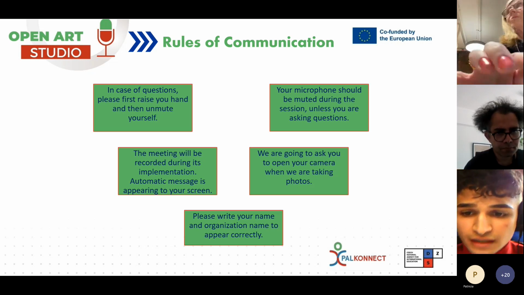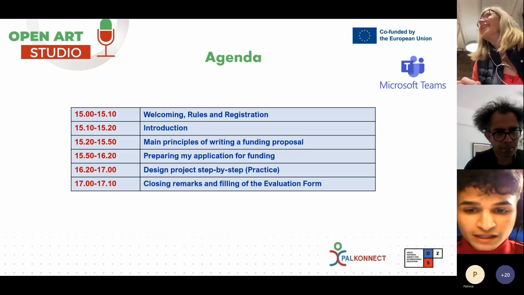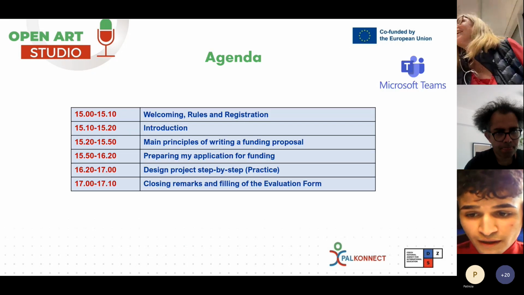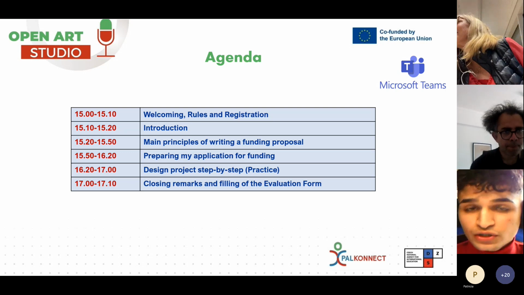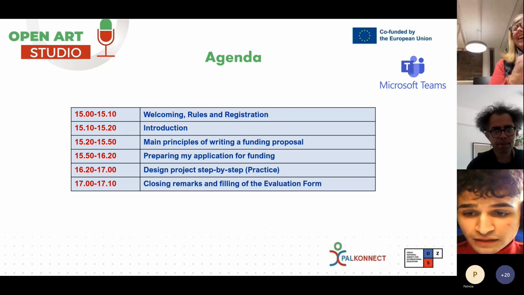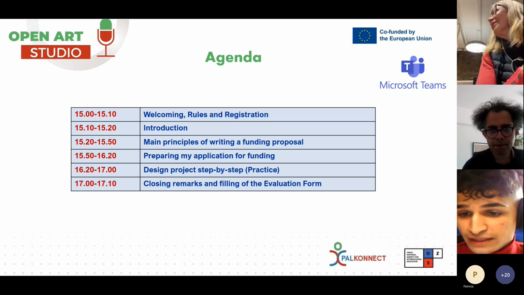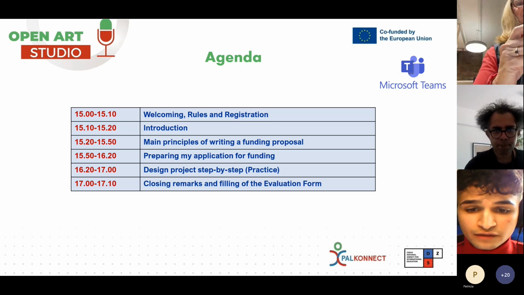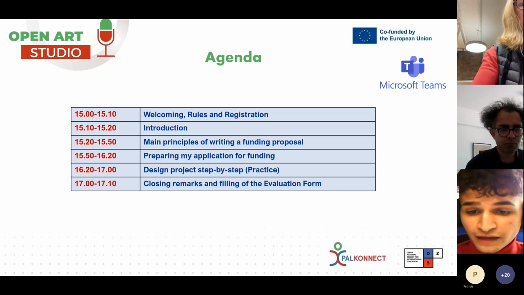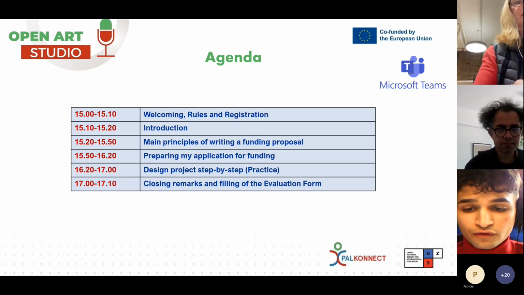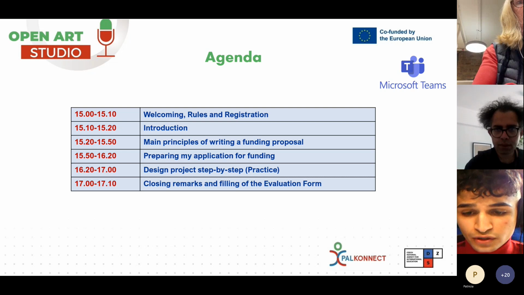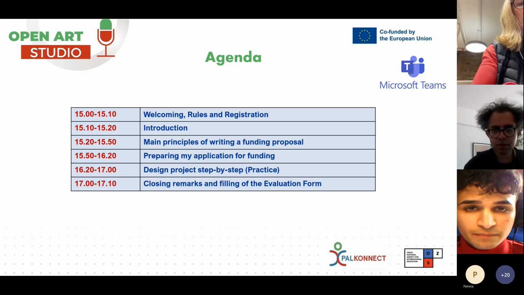Now, today's agenda. We're already half done with the welcoming, the rules, and registration. Now, there will follow an introduction, and then you're going to be taken through the main principles of writing a funding proposal. Then the steps when preparing an application for funding. And then we're going to have an exercise, a practical part, in order to design a project step by step.